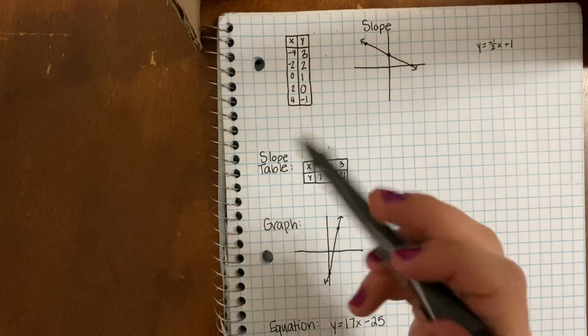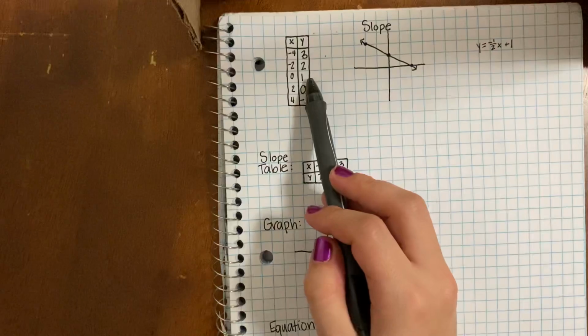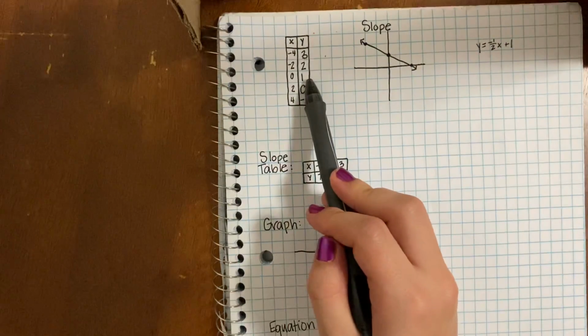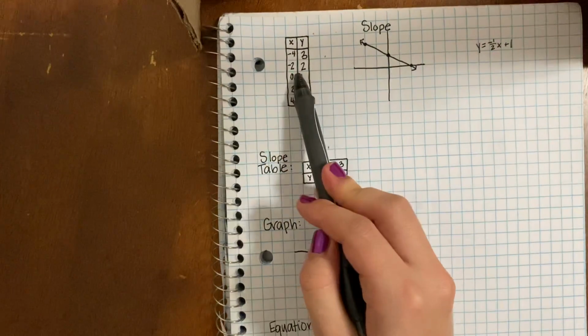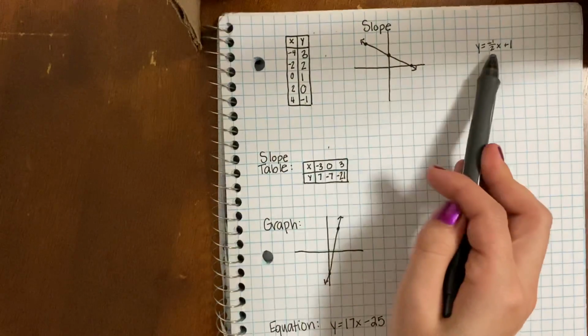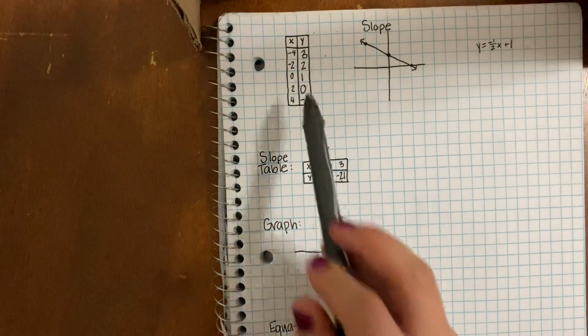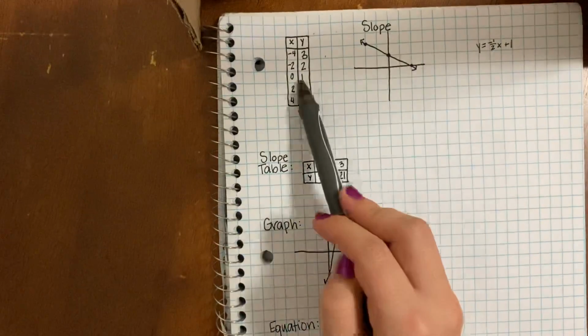So up top here, I have 3 different representations of the same exact equation. This table is a table for this equation. That's a graph for this equation, and this equation represents all of those. So we're going to be looking at slope for each and every one of these and making sure that these 3 have the same slope.